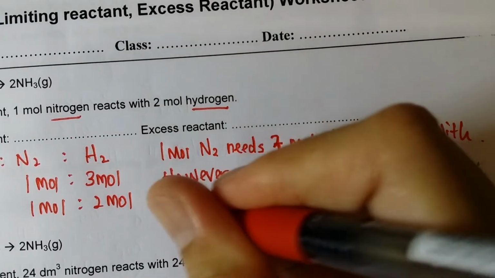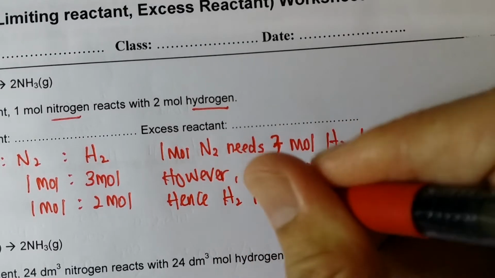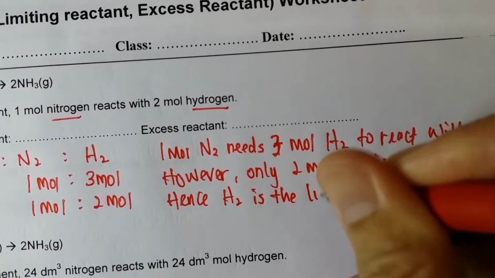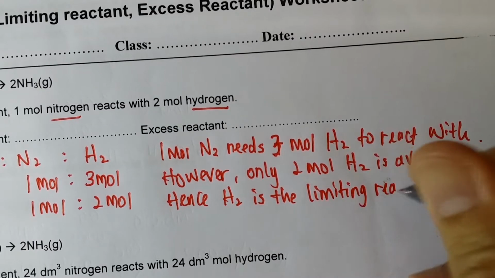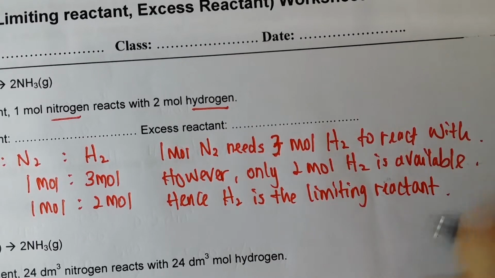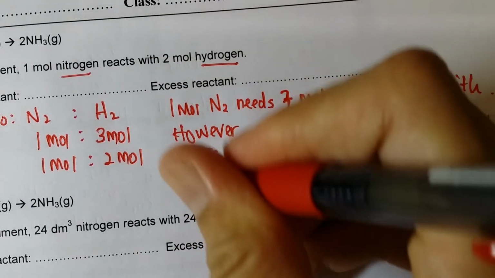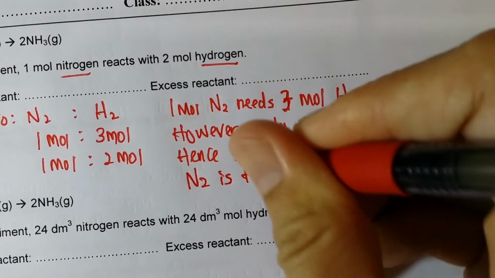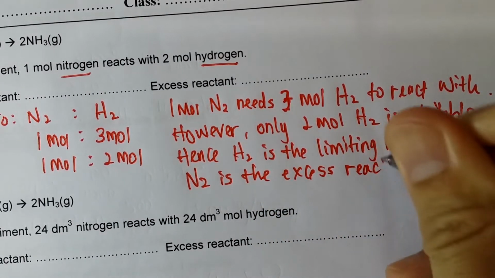So hence H2 is the limiting reactant. H2 is the limiting reactant, which means that nitrogen is the excess reactant.